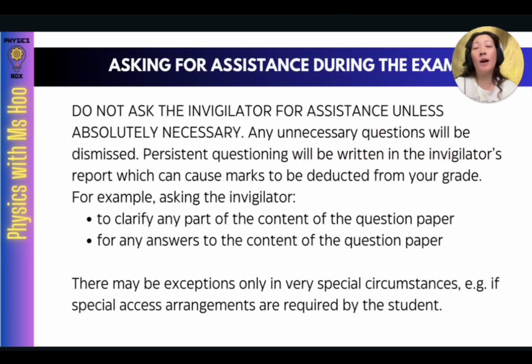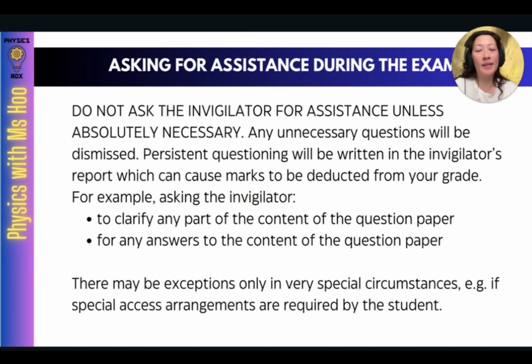Now, when it comes to asking for assistance during the examination, do not ask the invigilator for assistance unless absolutely necessary. Any unnecessary questions will be dismissed. Persistent questioning will be written in the invigilator's report, which can cause marks to be deducted from your grade. For example, if you try to ask the invigilator to clarify any part of the content of the question paper or for any answer to the content of the question paper.